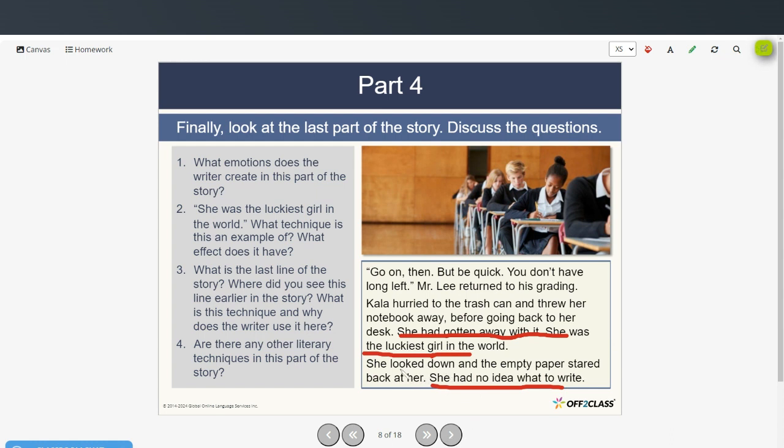So one thing here, she looked down and the empty page stared back at her. Again, that would probably be hyperbole because a page can't literally stare, but she's looking at this empty blank page and still doesn't know what to write and probably feels again panicked about failing this exam.